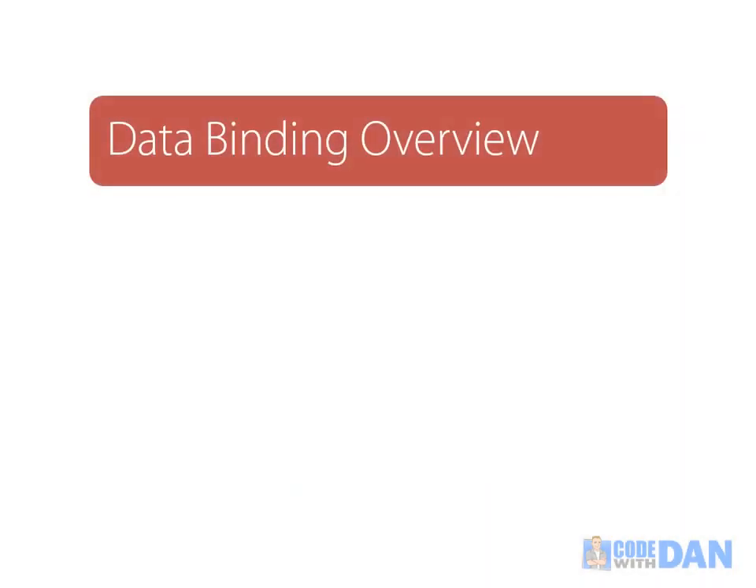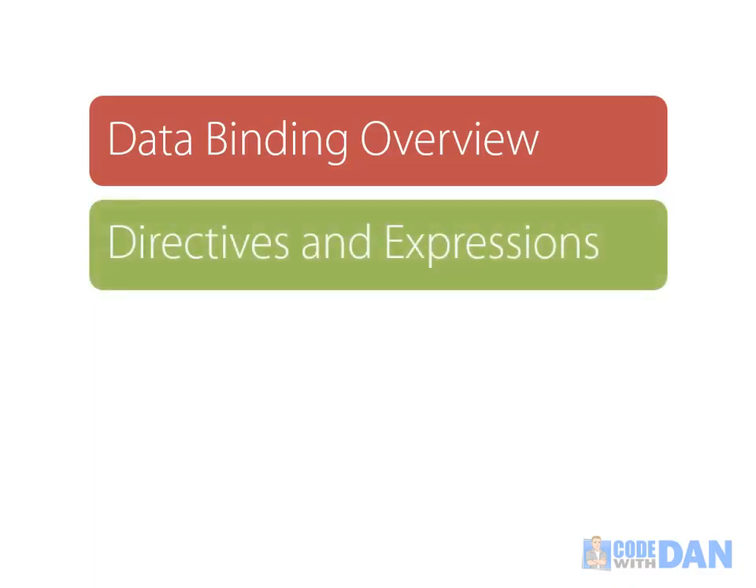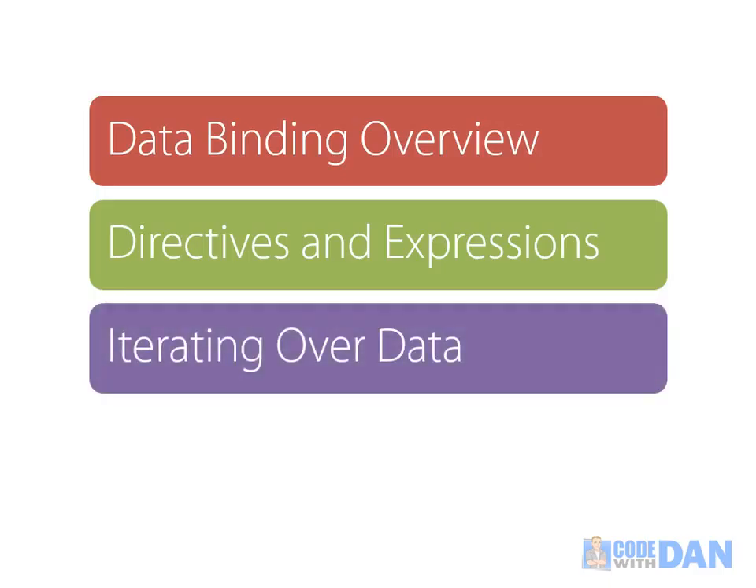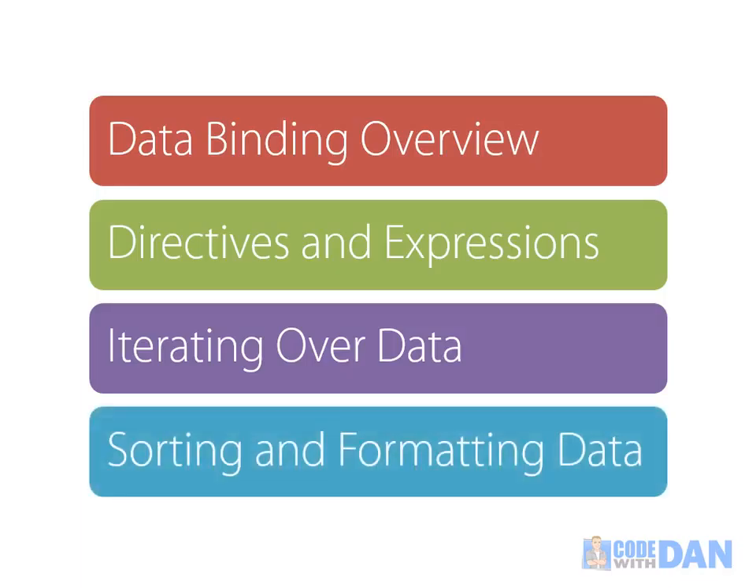Now we're going to start off by talking about data binding and the general concept, how it works, how Angular actually does it behind the scenes. We'll then go into more details on directives and data binding expressions. From there, we'll talk about how we can iterate over data using a built-in directive called ngRepeat. And then finally, we'll wrap up by talking about some filters for sorting and formatting data.